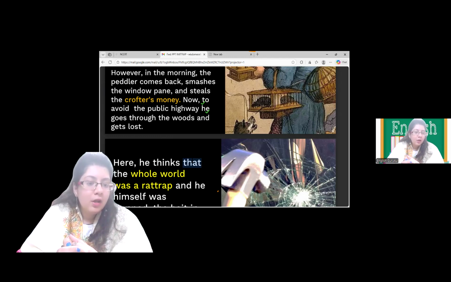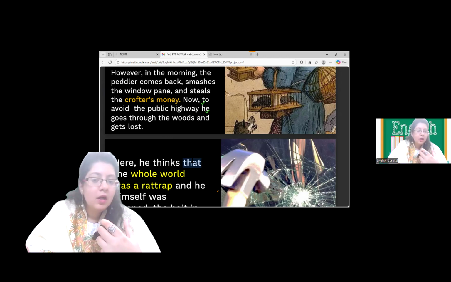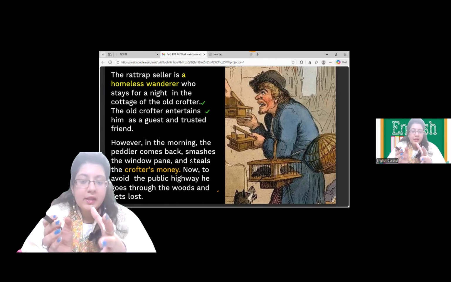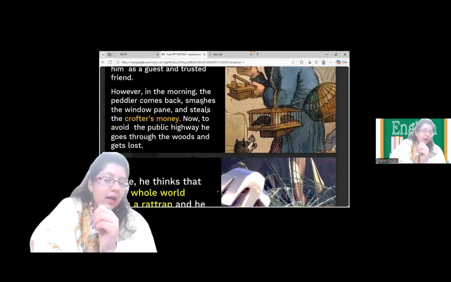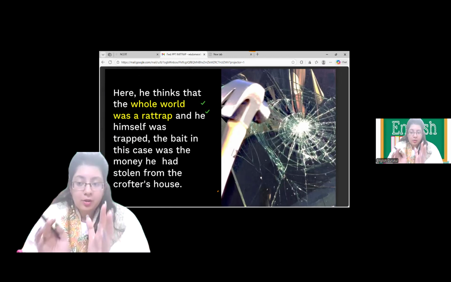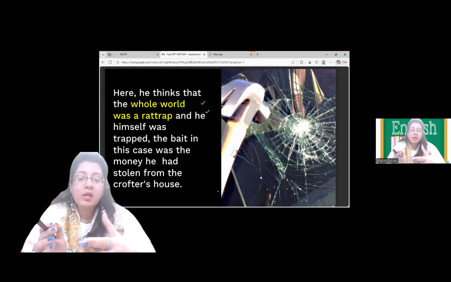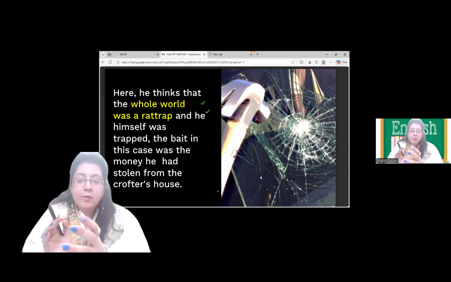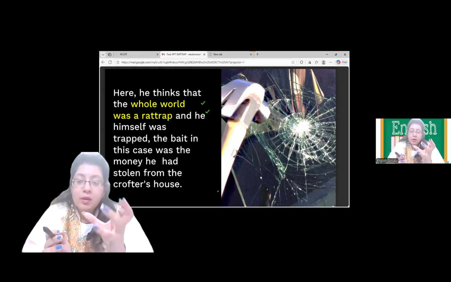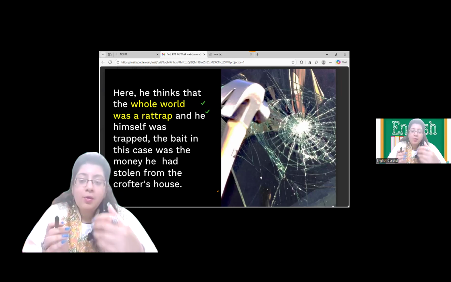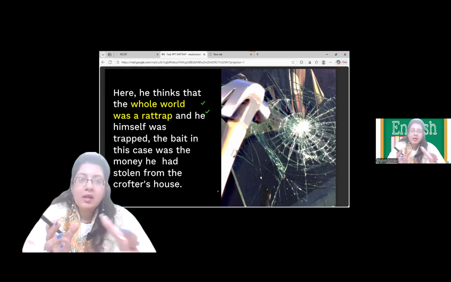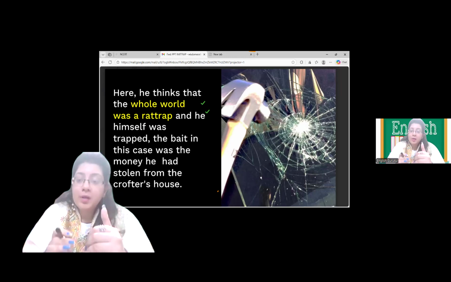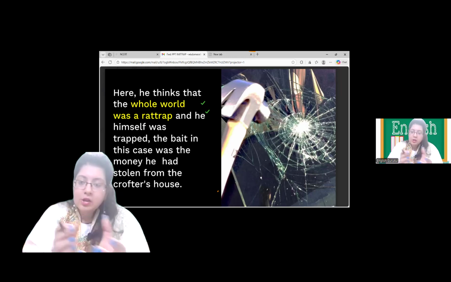So he steals the crofter's money. Now, to avoid the public highway, obviously he knows that he has basically stolen 30 kroners, 10 notes, right? 10 into 3, which makes 30, right? So he had stolen 30 kroners. That's a lot, right? In fact, even if one person tries to steal 10 kroners, that would also mean a lot. But for him, stealing 30 kroners from the old crofter who actually trusted him blindly, and where everybody tries their level best in order to make both ends meet, or in order to earn money, he just took it, he just stole it, right?